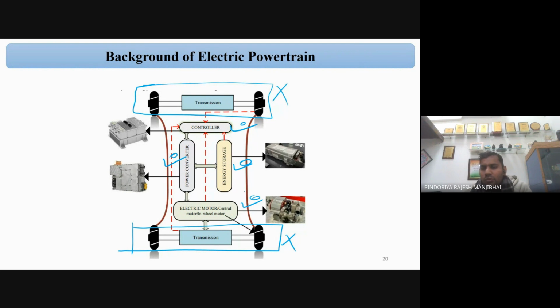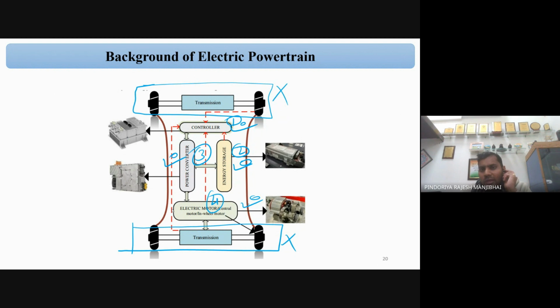As a power electronics and drives engineer, our major role in electric vehicles involves four components. First, the controller. Second, the electrical energy storage. Third, the power electronic converters. And fourth, the electric motors. These are the major components where we can do something for the electric vehicle.